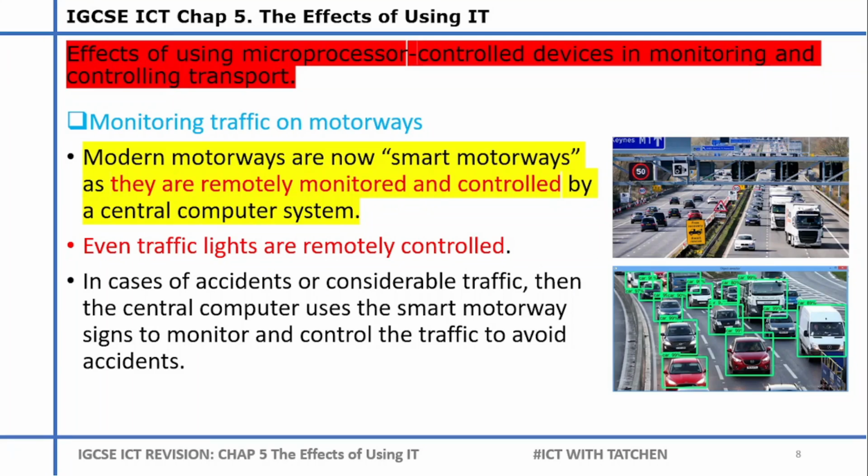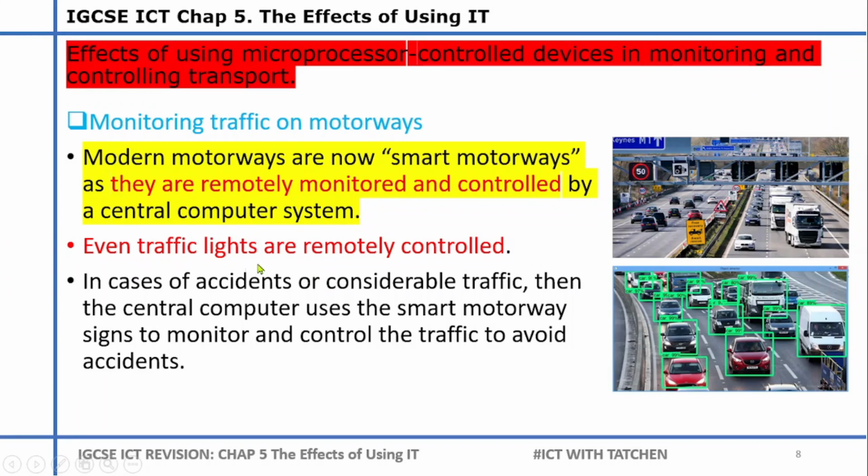The first area where these microprocessors are used in monitoring and controlling transport is to monitor traffic on motorways. We have smart motorways, which are remotely monitored and controlled by a central computer system. That's why, in countries like the US, if you run a red traffic light, the system captures it, and in a week or so you receive a mail from the authorities with a fine that you have to pay. It's because the motorway is smart. They are able to capture people who violate such rules and regulations, and you are fined for that. So that's a smart motorway, and it's very good.